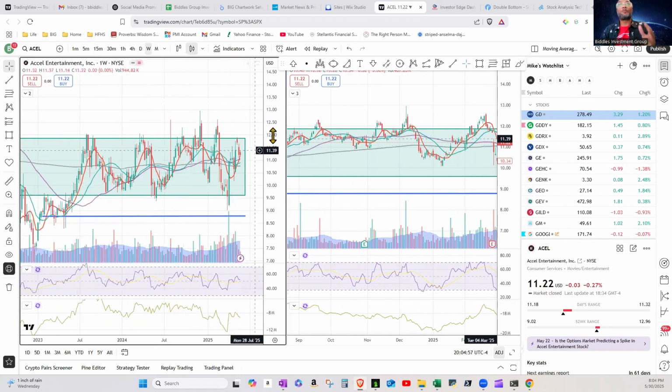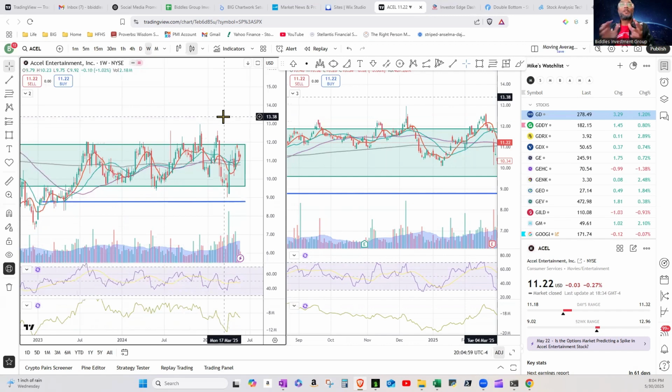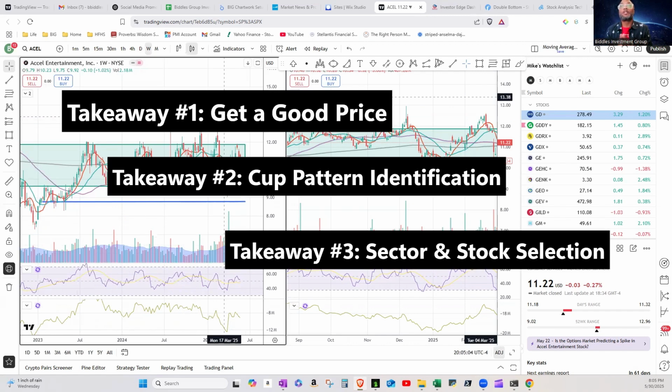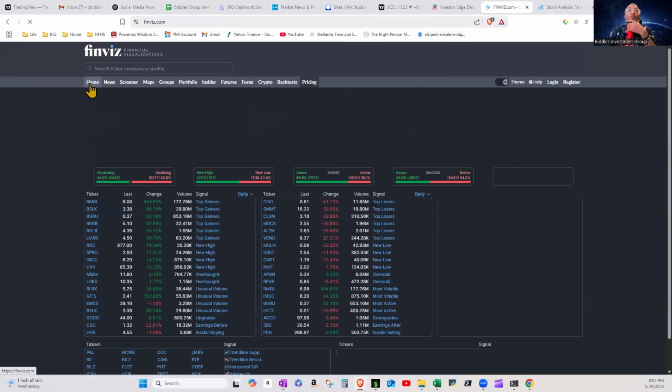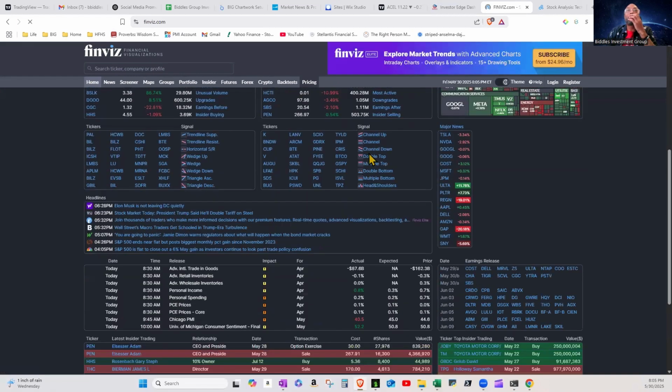So I want you to leave with three key takeaways. Three key takeaways are going to be getting a good price, pattern identification, and so this is kind of my strategy here. I like cup patterns. And so first I'll take you to FinViz. FinViz is a cool free screener. You can look at the patterns here.